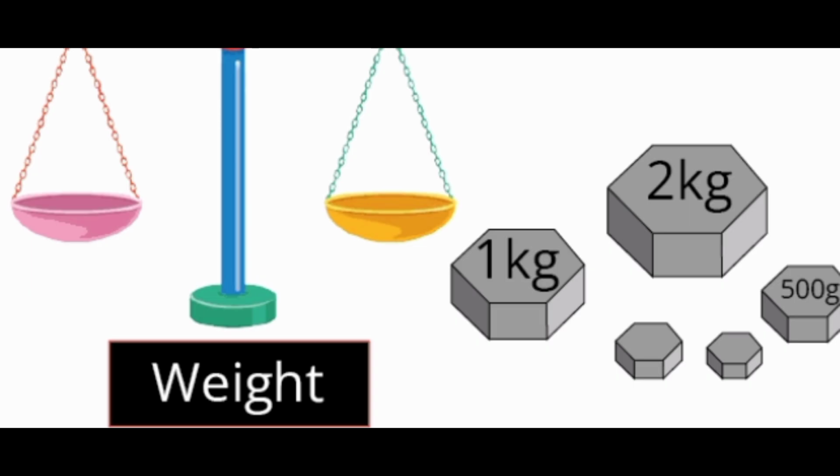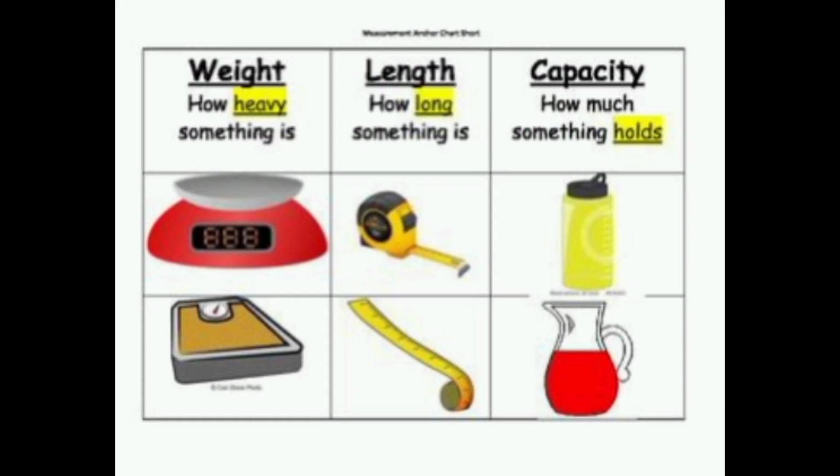See, the weight can be measured. So 1 kg, 2 kg, 500 gram, 250 gram, 550 gram, 700 gram, like that. All these can be measured. All these also come under measurements. Next we are going to see some equipment used to measure. So weight, we all know, right?